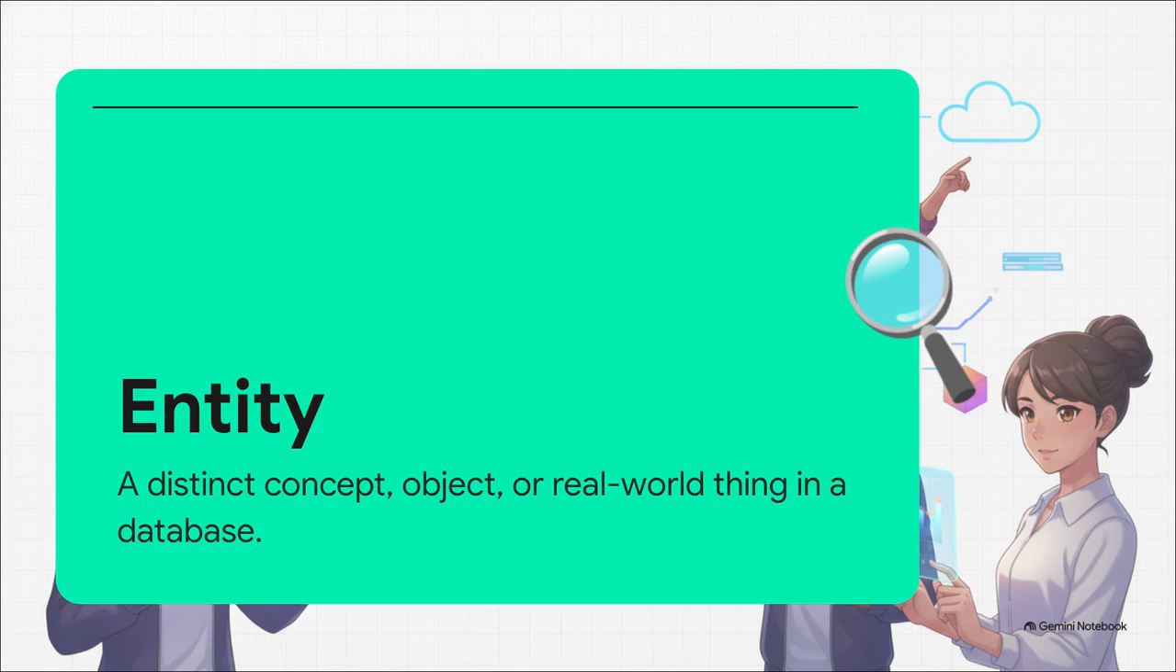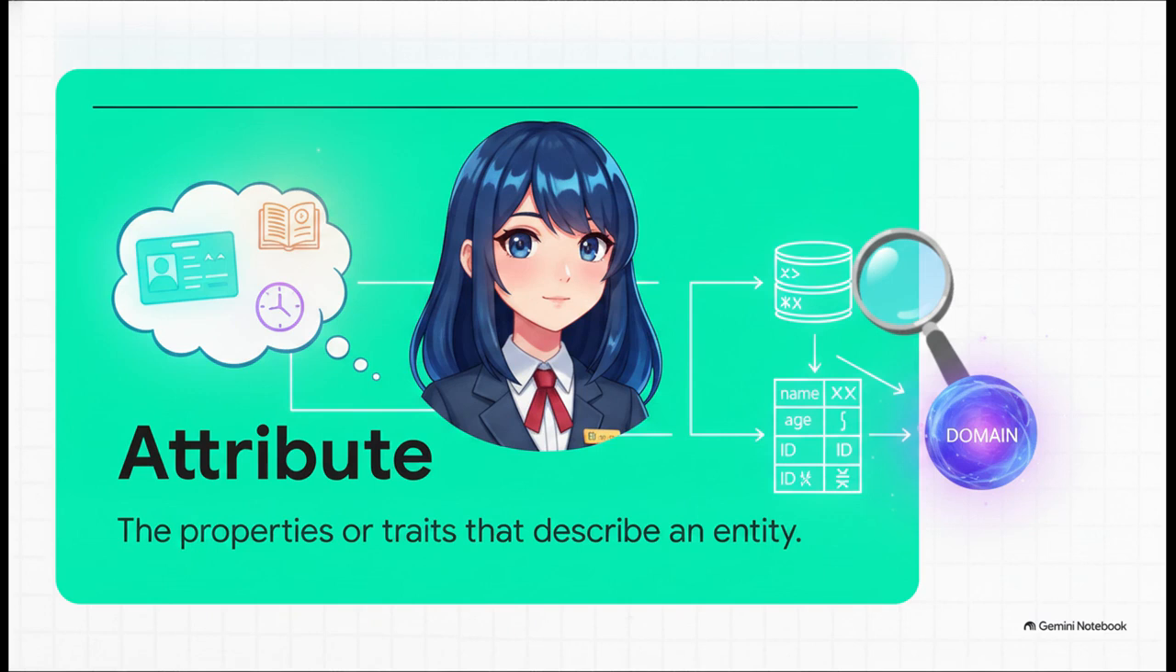Now listen closely because here is a massive pro tip for your exam revision. When you're reading a system description and a prompt, underline the nouns. Seriously, those nouns are almost always your entities. Once you've spotted your entities, you need to describe them. You do that using attributes. If your entity is a student, your attributes are things like the student's name, their age, their ID number.